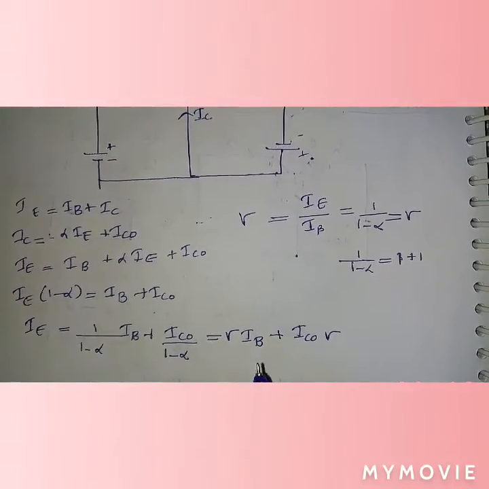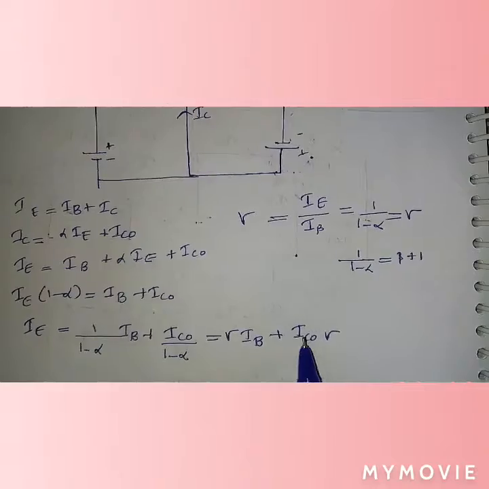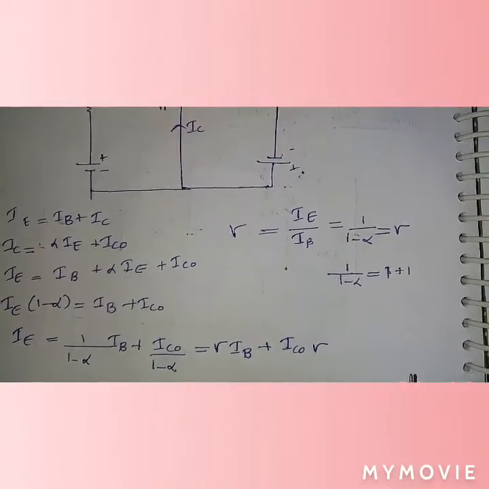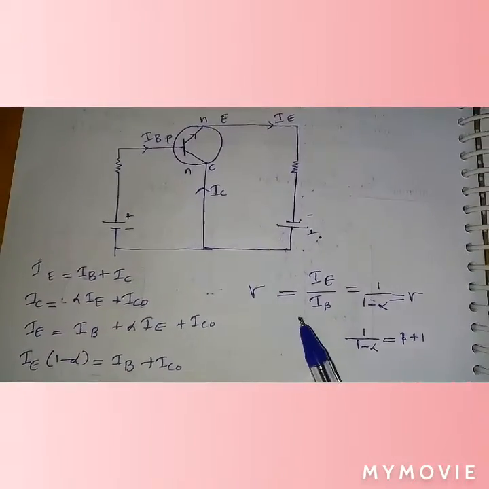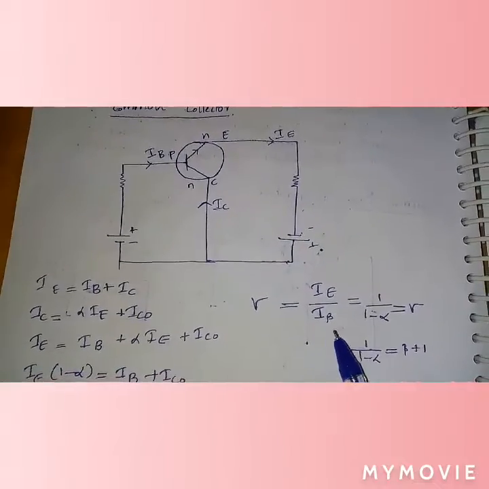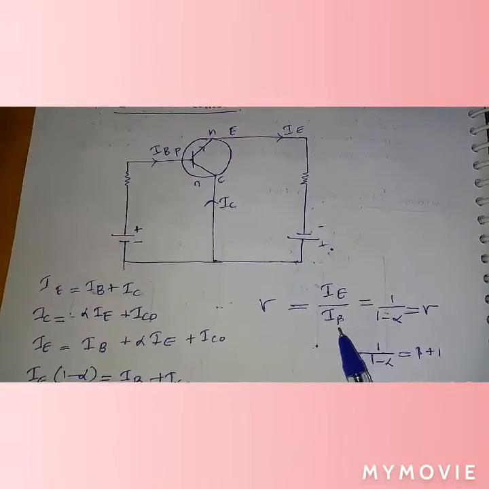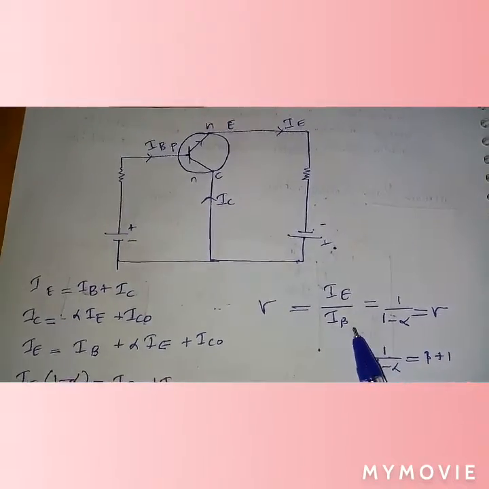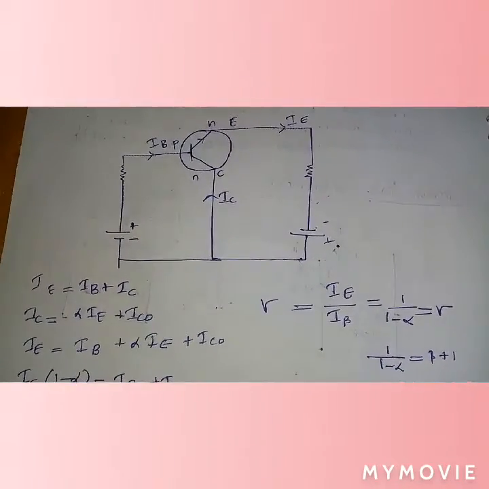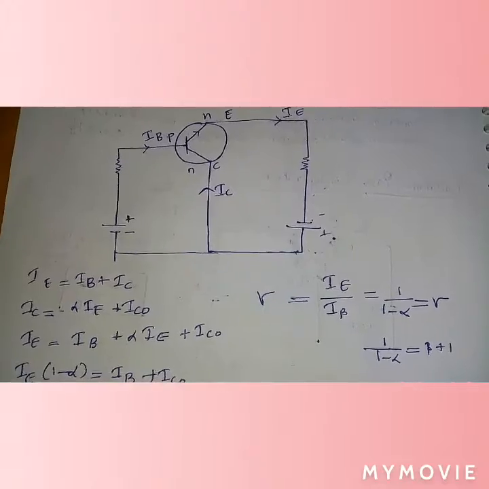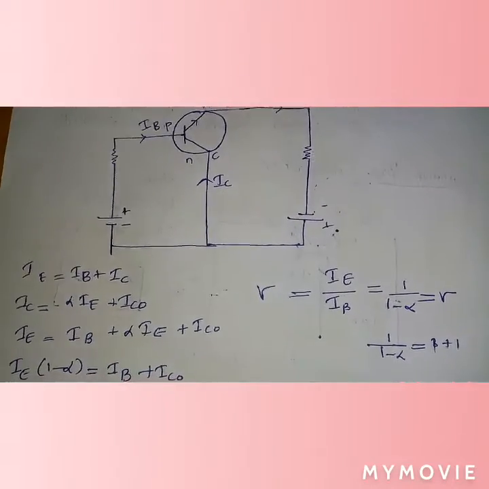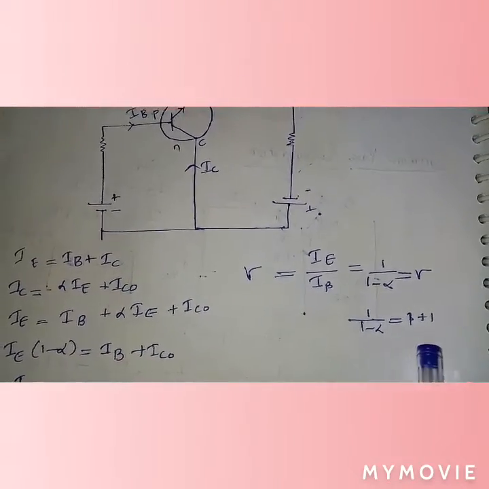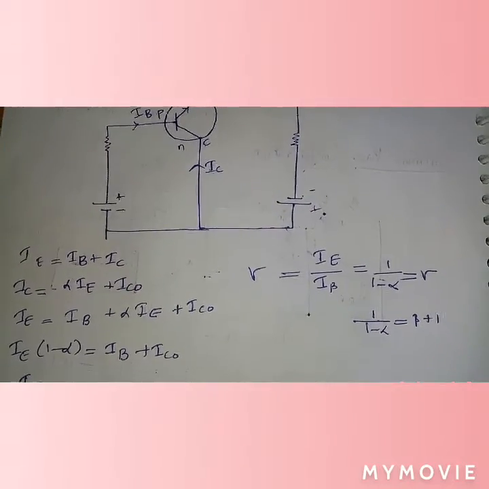1 by (1 minus alpha) is gamma, plus ICO into gamma. Here gamma is the gain factor of common collector configuration, that is IE by IB. That is output current divided by input current. That is the gain factor. That is 1 by (1 minus alpha), which is represented by gamma. 1 by (1 minus alpha) we already studied, that is beta plus 1.